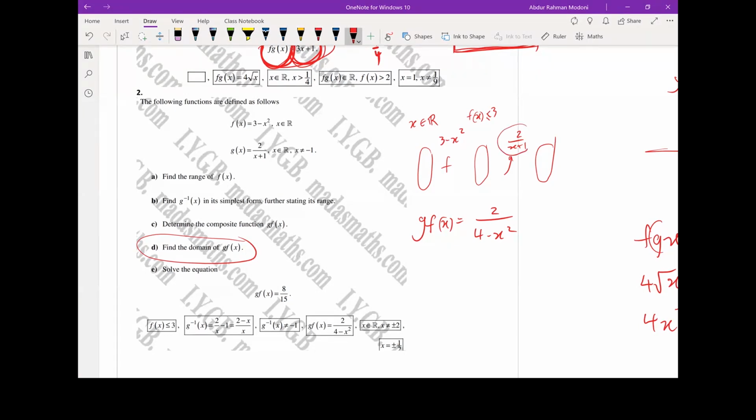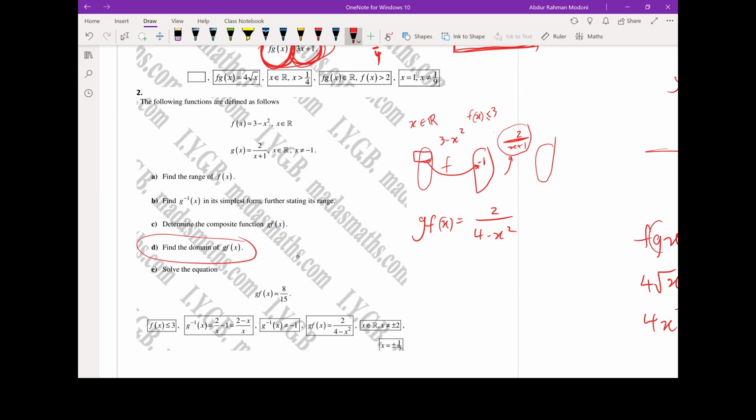Well, look at the g of x function. You can see that it's a reciprocal function, 2 over x plus 1. We know if the denominator is 0, it's undefined. So what would make this denominator 0 is if x is minus 1 here. Now, if minus 1 is an output of f of x, what x value will result in the output of f of x being minus 1?